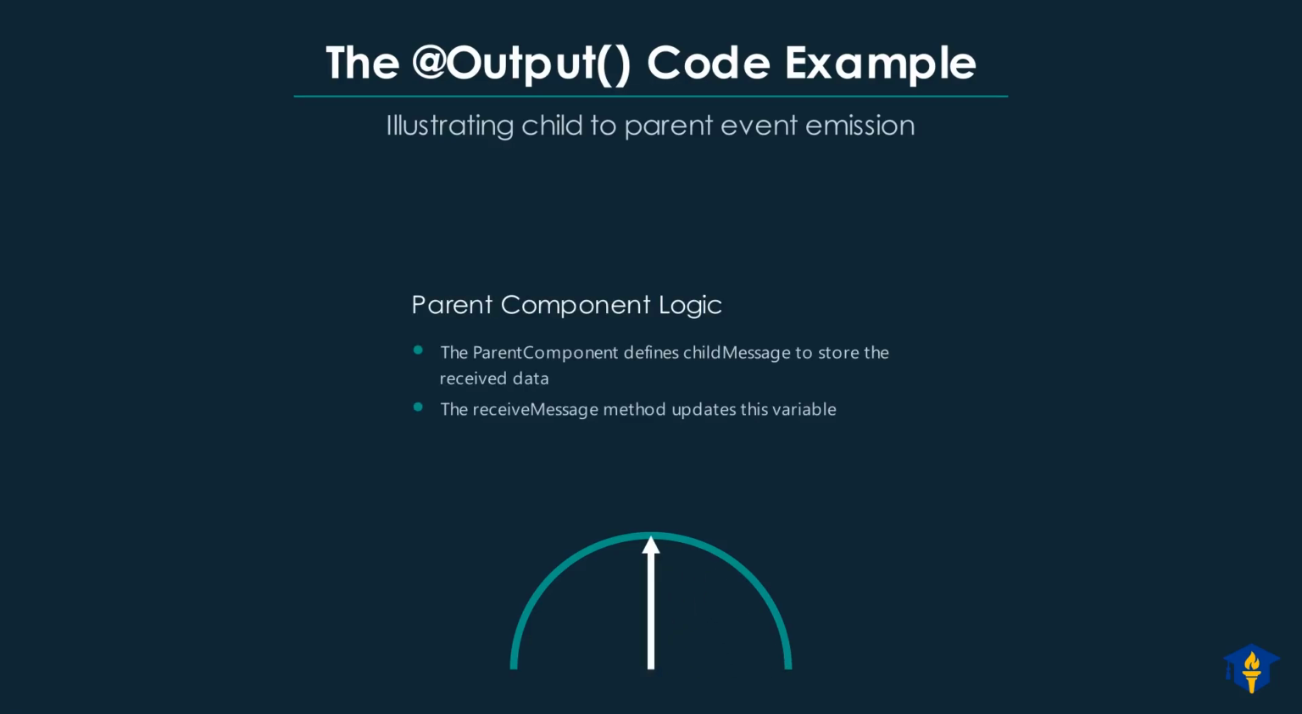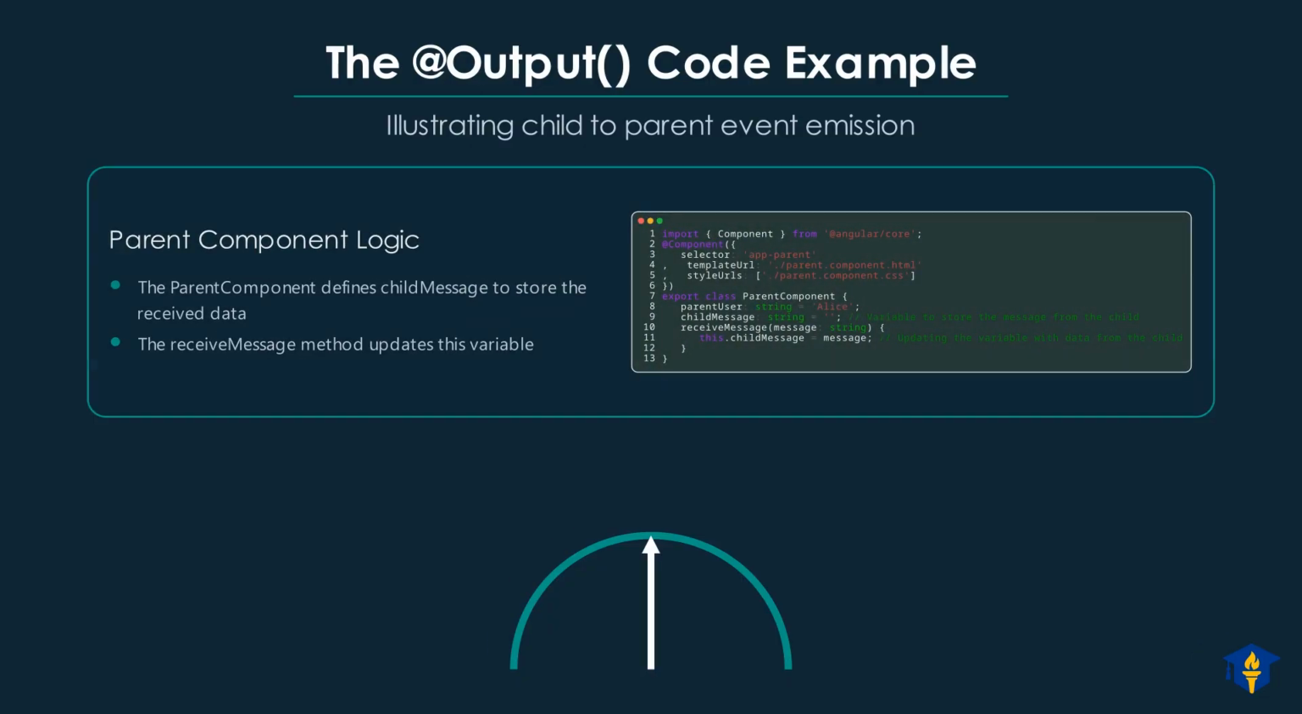Finally, we review the parent component's logic, which processes the received message. The parent component defines childMessage to store received data, and receiveMessage updates this variable. This code shows how the parent component receives and stores the message sent from the child component.